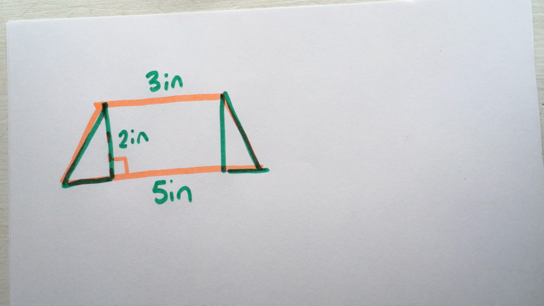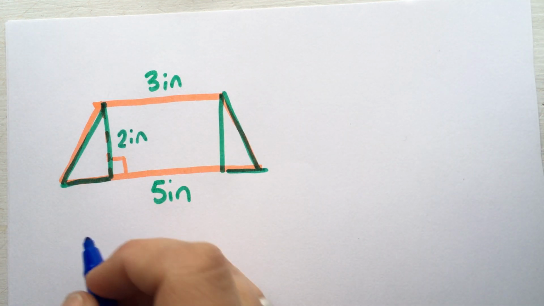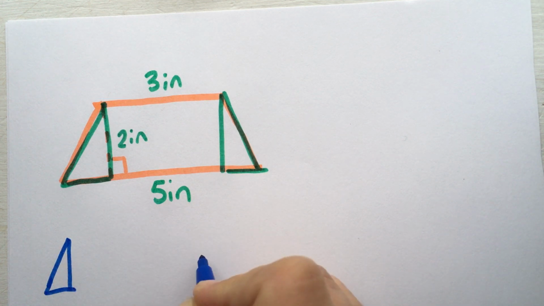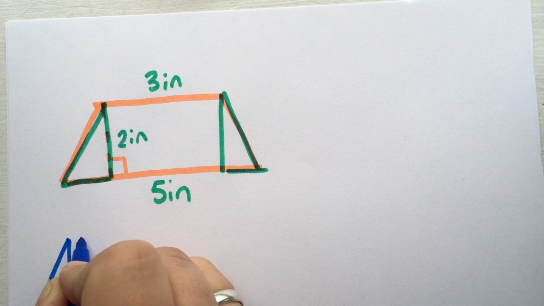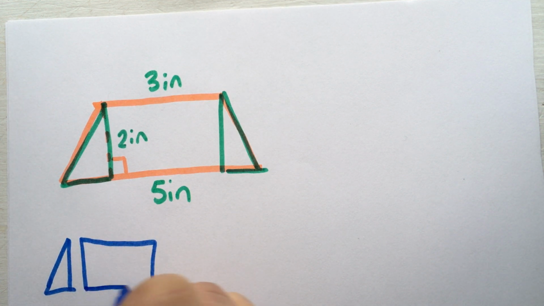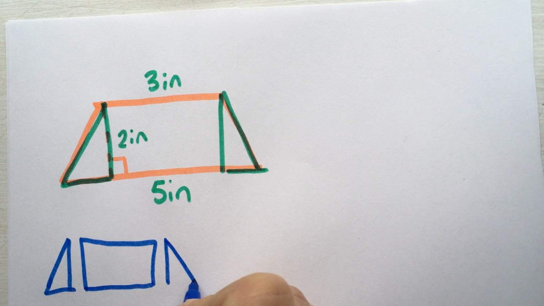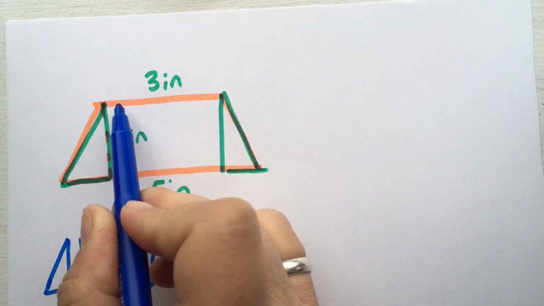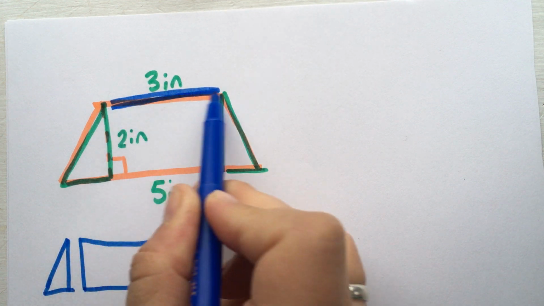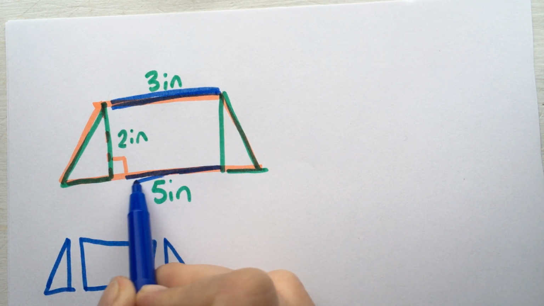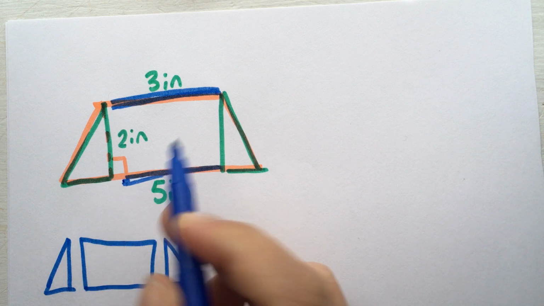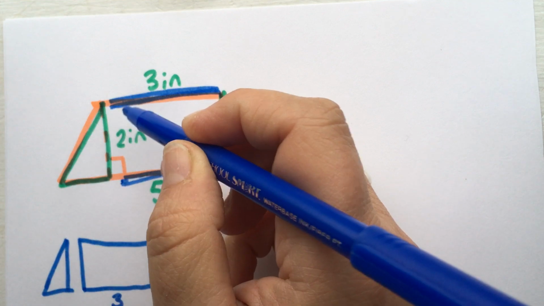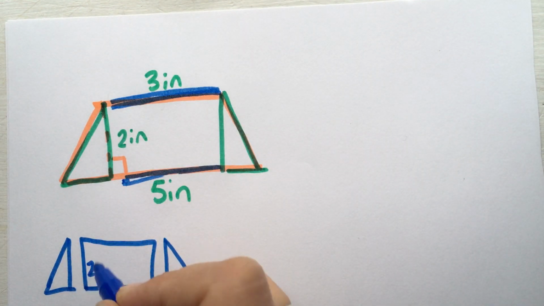So again, when I'm thinking about complex shapes, I'm thinking about just breaking this up into 3 pieces. You kind of have to imagine it separated a little bit, like here's your triangle, your rectangle, and your other triangle down on the other side. I know if this top is 3 inches, then the bottom of my rectangle also has to be 3 inches, right? So this is 3 inches. The height stays 2 inches.